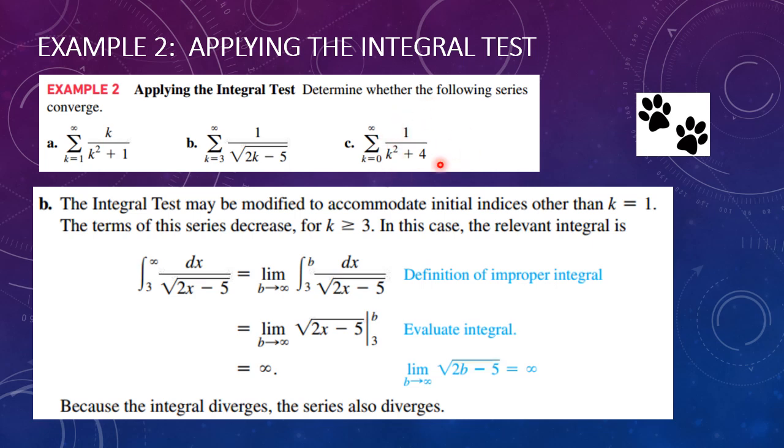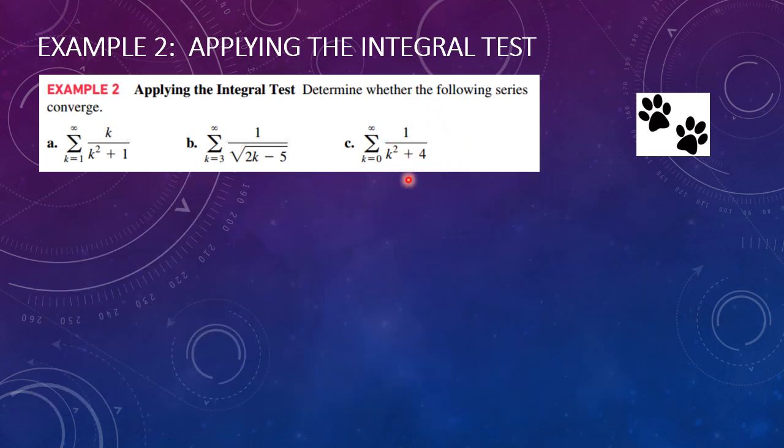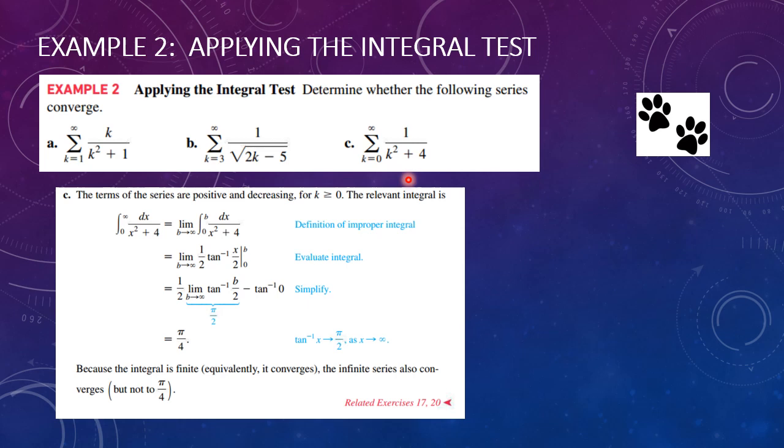So we can see that it's decreasing and positive for all members, and that the denominator cannot equal 0. There's no value of k that's going to make the denominator equal 0. So we do have a positive, continuous, decreasing function. So now we're ready to take the integral of that and see what happens.